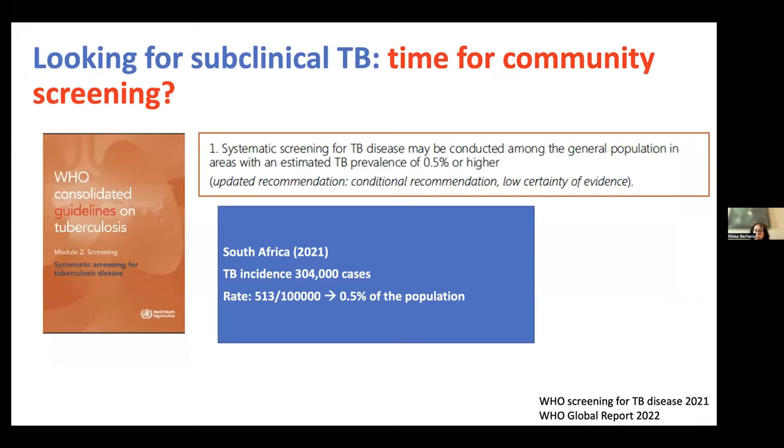The latest WHO guidelines on TB screening, which were released in 2021, now recommend systematic screening for TB disease amongst the general population in areas with an estimated TB prevalence of 0.5% or higher. Systematic screening could include chest X-ray screening. And just to make the point, that is exactly where our TB prevalence is currently in South Africa. The 2021 TB incidence was estimated to be 500 per 100,000, so 0.5% of the population.